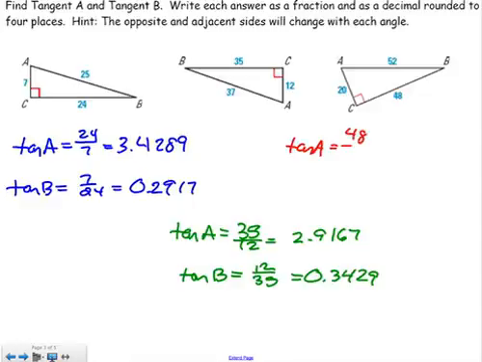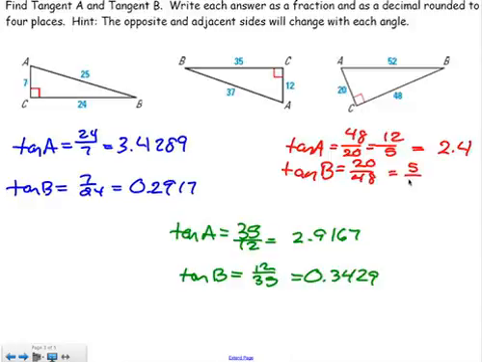When we move back up to the third problem, we'll talk about the tangent of A being 48/20. Both those numbers are divisible by 4, so we'd have 12/5. 12/5 equals 2.4 when we write it as a decimal. The tangent of B is going to be the reciprocal, so that's 20/48. Again, both those numbers are divisible by 4, so we'd get 5/12. 5/12 will equal 0.4167.